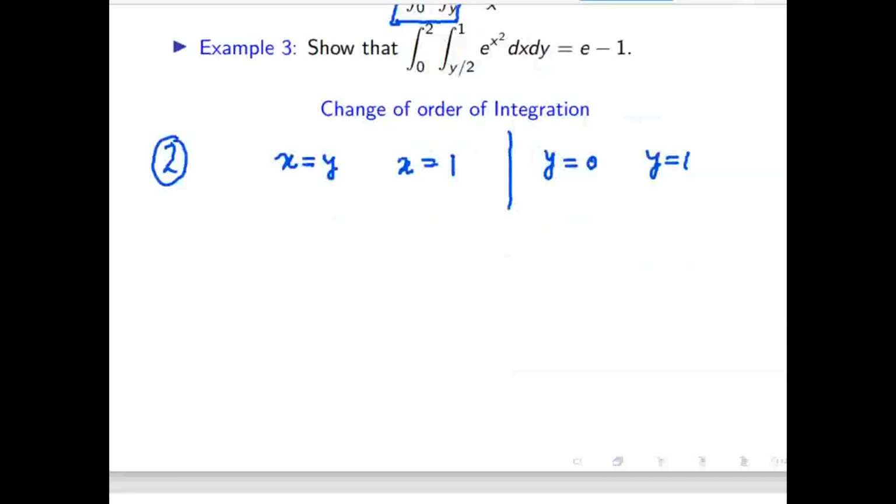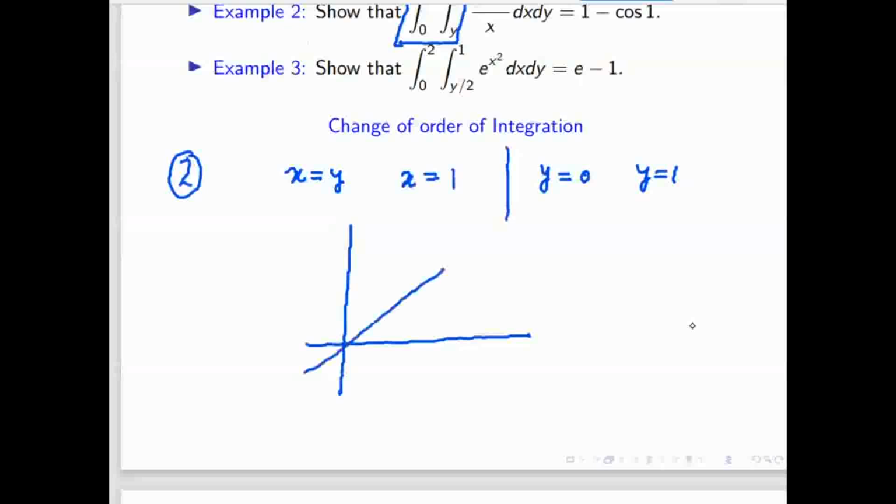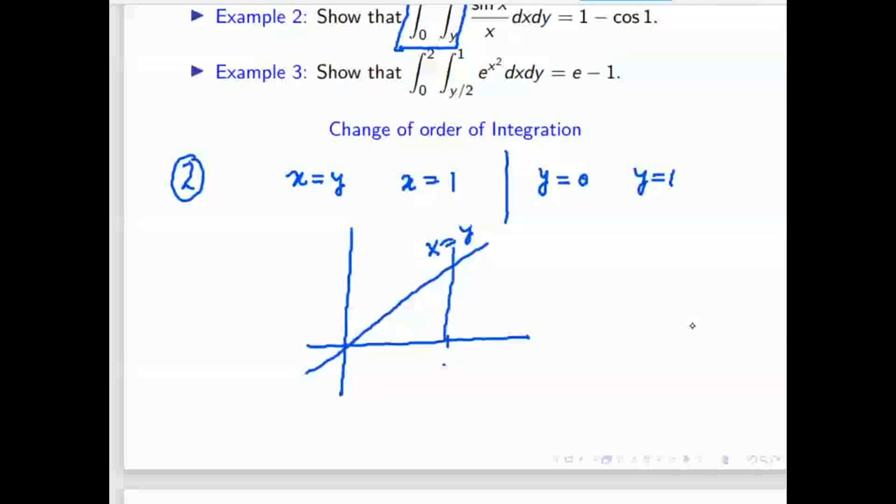So x equal to y is a line passing through the origin. Suppose this is 1. This line is x equal to 1. y equal to 0 is this one, and y equal to 1 is this one. Here I am writing number 1 and number 2. Which one is the actual region bounded by these 4? Number 1 or number 2? Number 2.